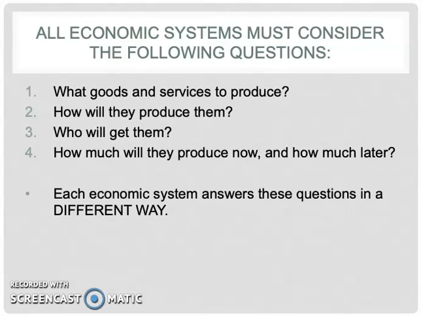Okay. Now, there are four questions that all economic systems, from the United States to the European Union to even North Korea, must answer. And these are: one, what goods and services does the country want to produce? Two, how will the economy produce them? Three, how will the economy get them? And four, how much will they produce now and how much later? So what are you going to produce now, and what are you eventually going to produce? Every country in the world makes this decision in a different way, and it all really depends upon the government.